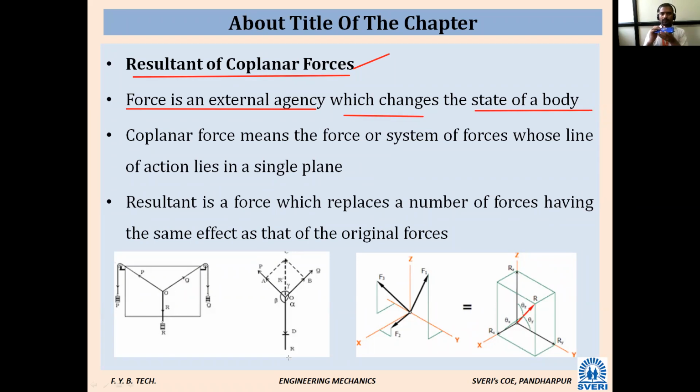So one more example. The body is under motion. Now look, the body under motion means a vehicle. Think that this is a vehicle. The vehicle is moving from one point to another point. It will be under motion only. This motion will change into static when a force acts upon it. If we apply a force in the opposite direction, this motion will be resisted and it will become static. So the external agency which changes the state of the body is called force.